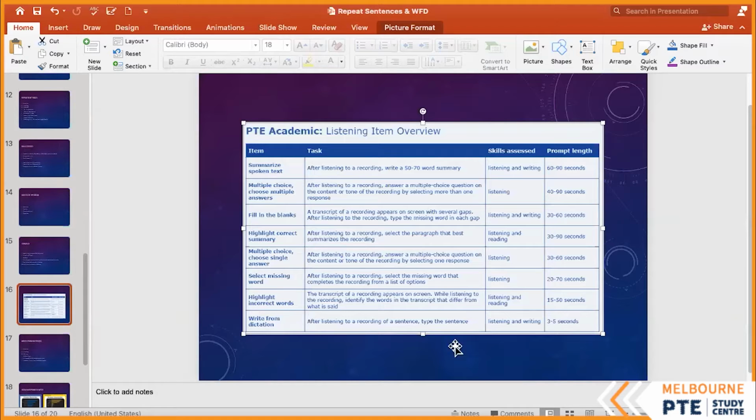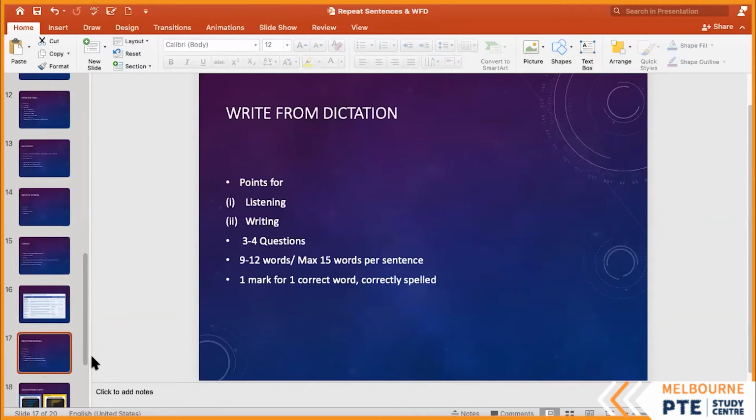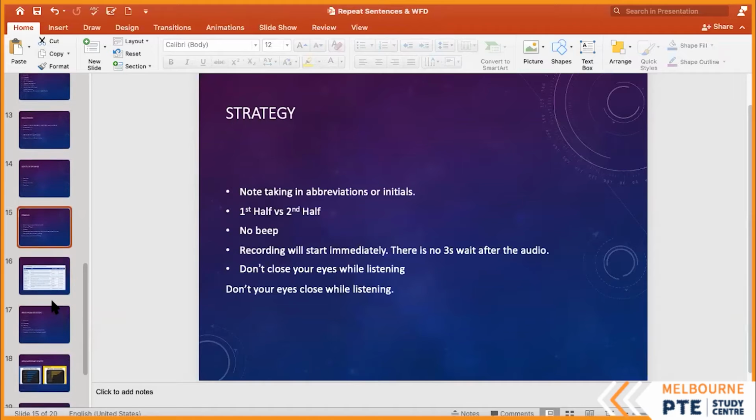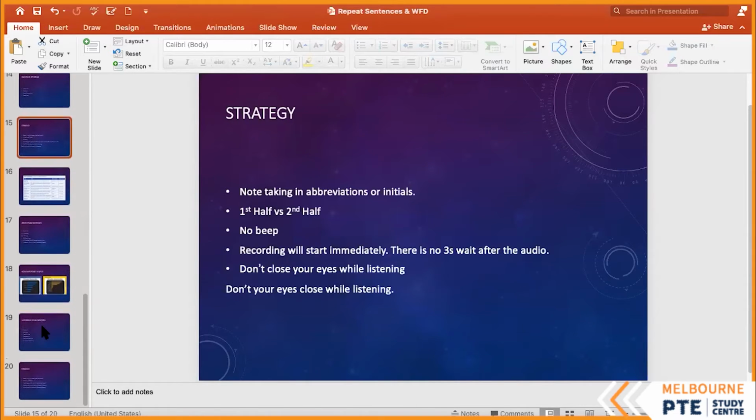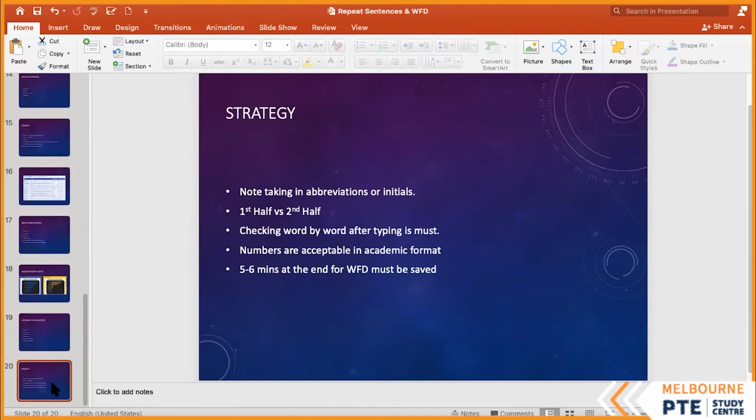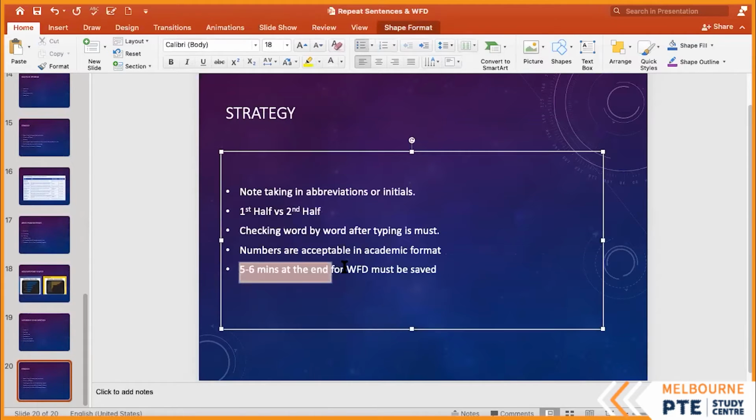So whenever we are doing write from dictation, remember at the end, you will need to save at least 5 to 6 minutes. So at the end, how many minutes should I need to save? 5 to 6 minutes. How many questions do I get for write from dictation? 3 to 4. I will get 3 to 4 questions and I will need to save 5 to 6 minutes. If I have 3 questions, I'll save 5 minutes. If I have 4 questions, I'll save 6 minutes.